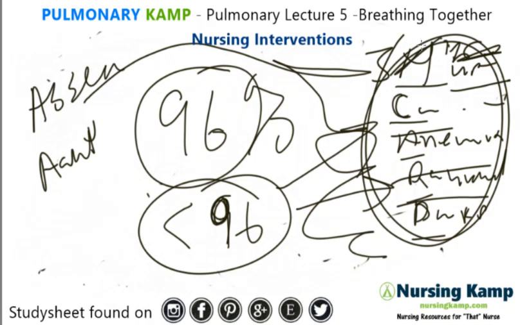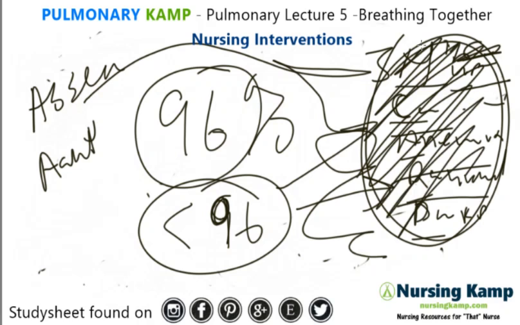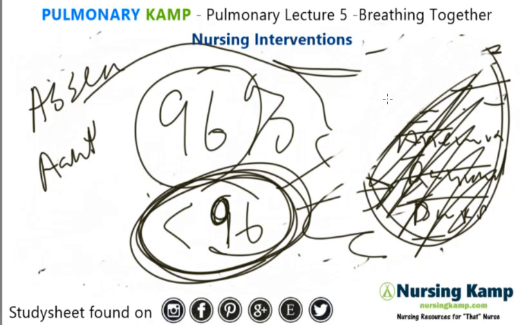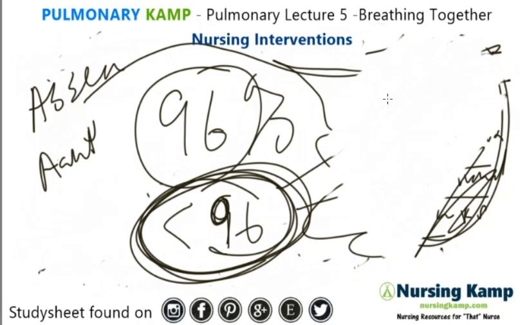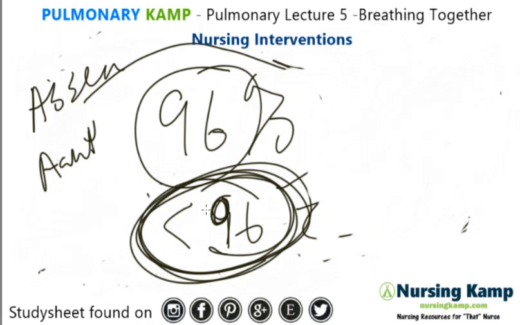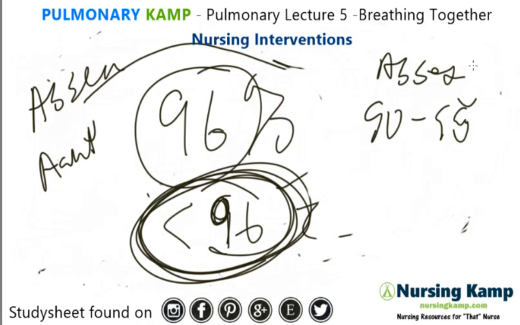But what if we don't have these? None of these are here. Well, if none of these are here and we have a low, less than 96%, well, what's the patient's history? Are they a COPD patient? And we'll talk a little bit more about that in the COPD lecture. But we said that there are some terms. So 90 to 95 is always acute. It needs assessment of the patient. You stay with the patient.